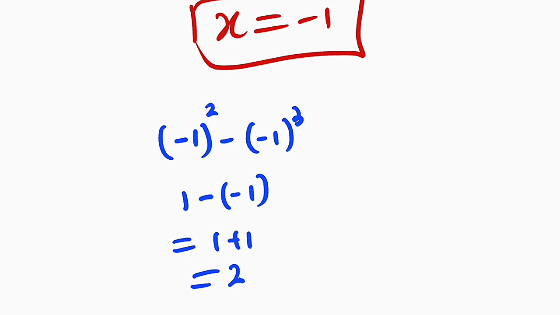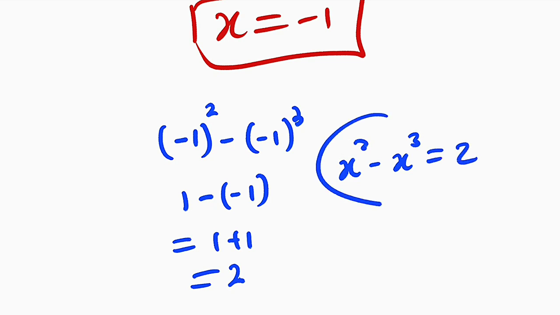Then I just replaced negative 1 with x. I have x squared minus x cubed equal to 2. And if you solve this, definitely you have to get x equal to negative 1.